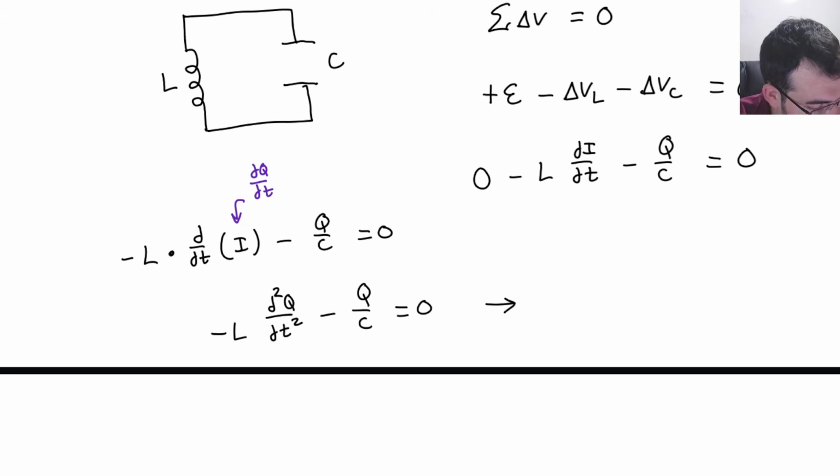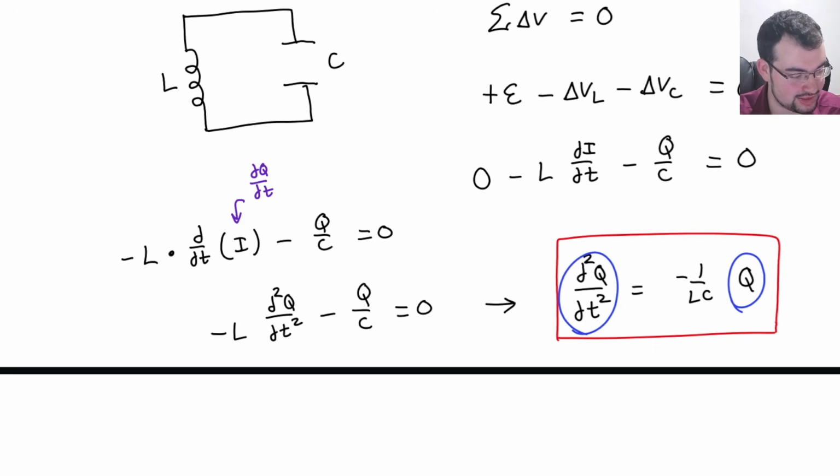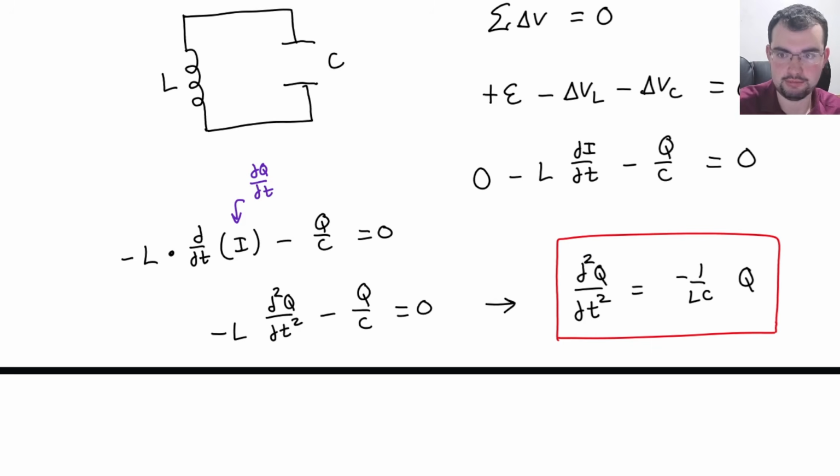So if we solve this for the second derivative, we get d squared Q dt squared equals negative 1 over LC times Q. And I thought it was important to solve this for the second derivative because this is a very special form of a differential equation in physics, where you can't solve this by your usual separation technique. This is because it's second order.